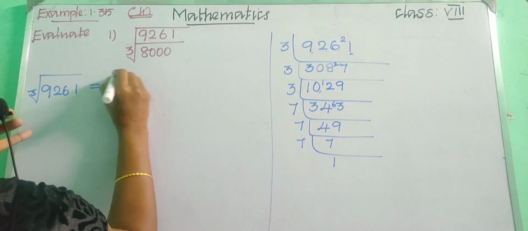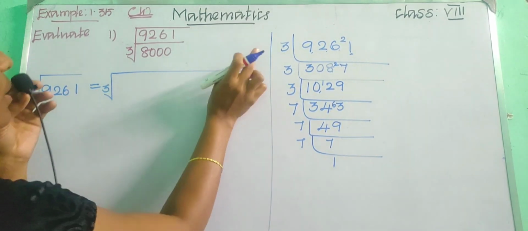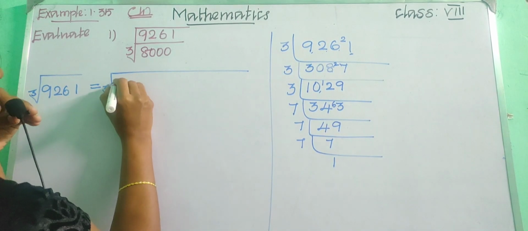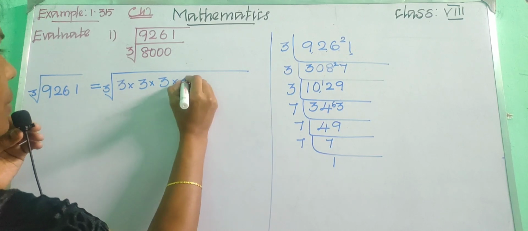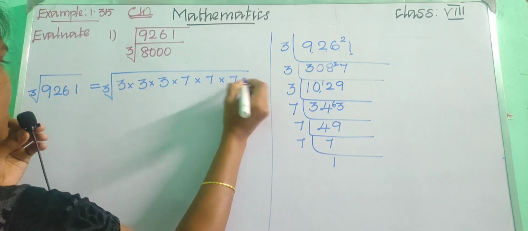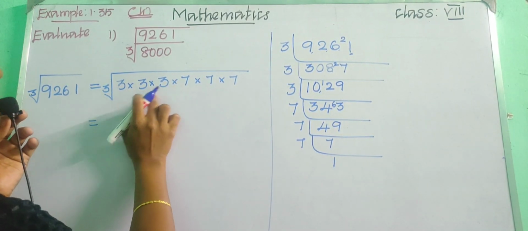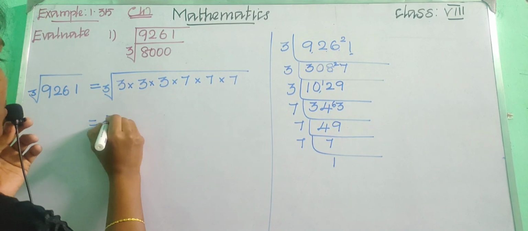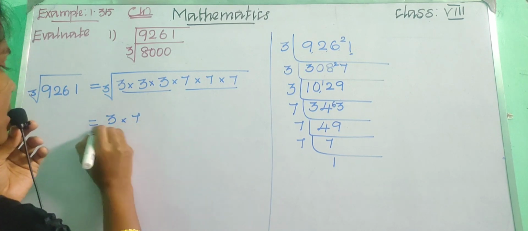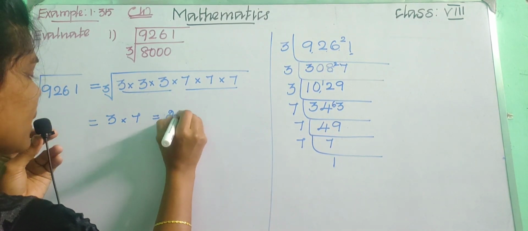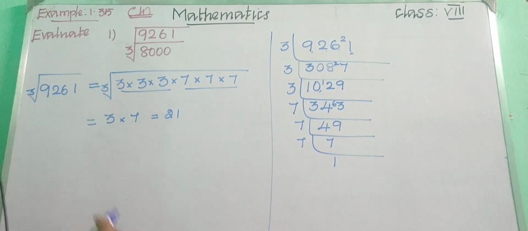Cube root of, we are finding the cube root, right? So what are all the factors we got? 3 times 3 and 7 times 7, and the other 3 and 7 as well. So now we can write each group as 1, so we have 3 into 7. 7 3s are 21. So what is the answer? Cube root of 9261 is 21, okay children.